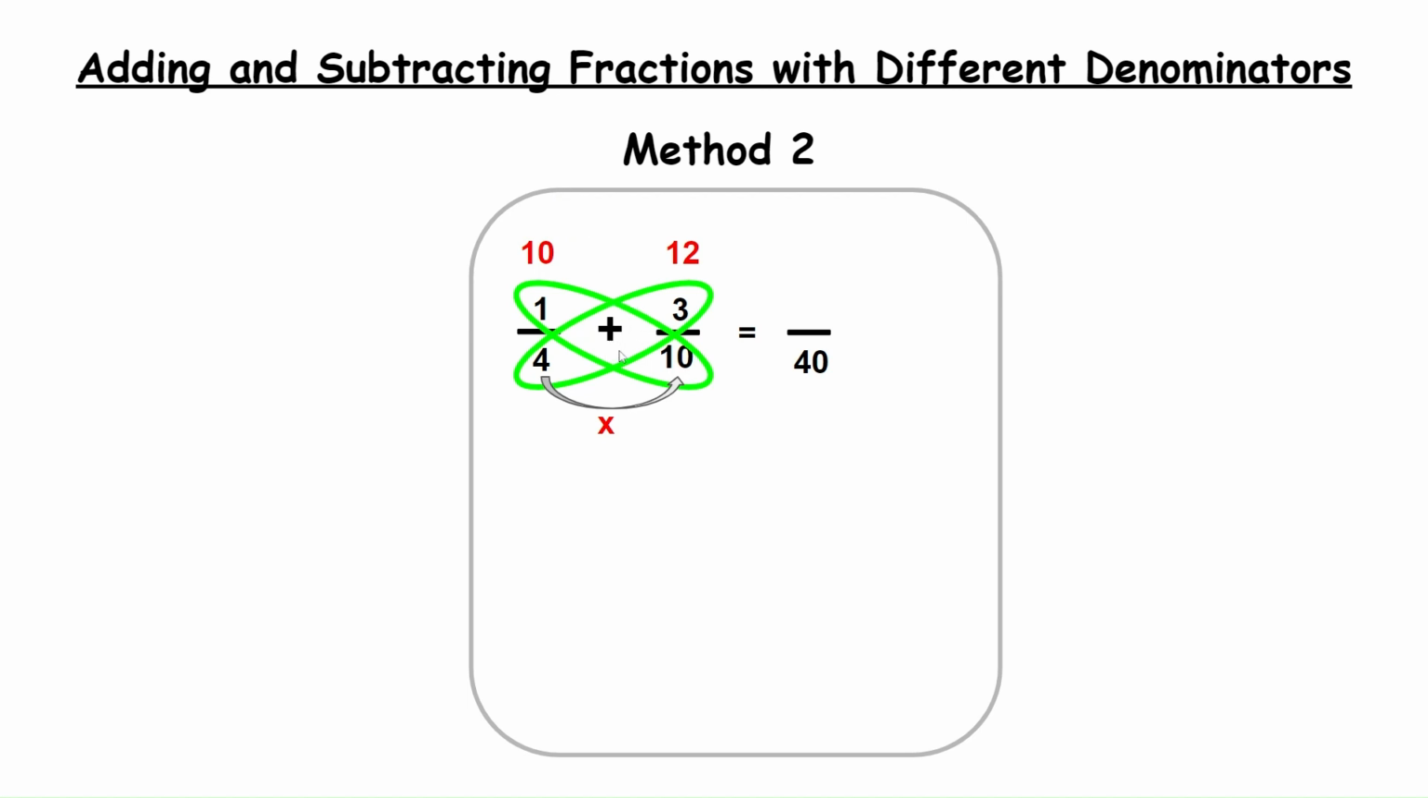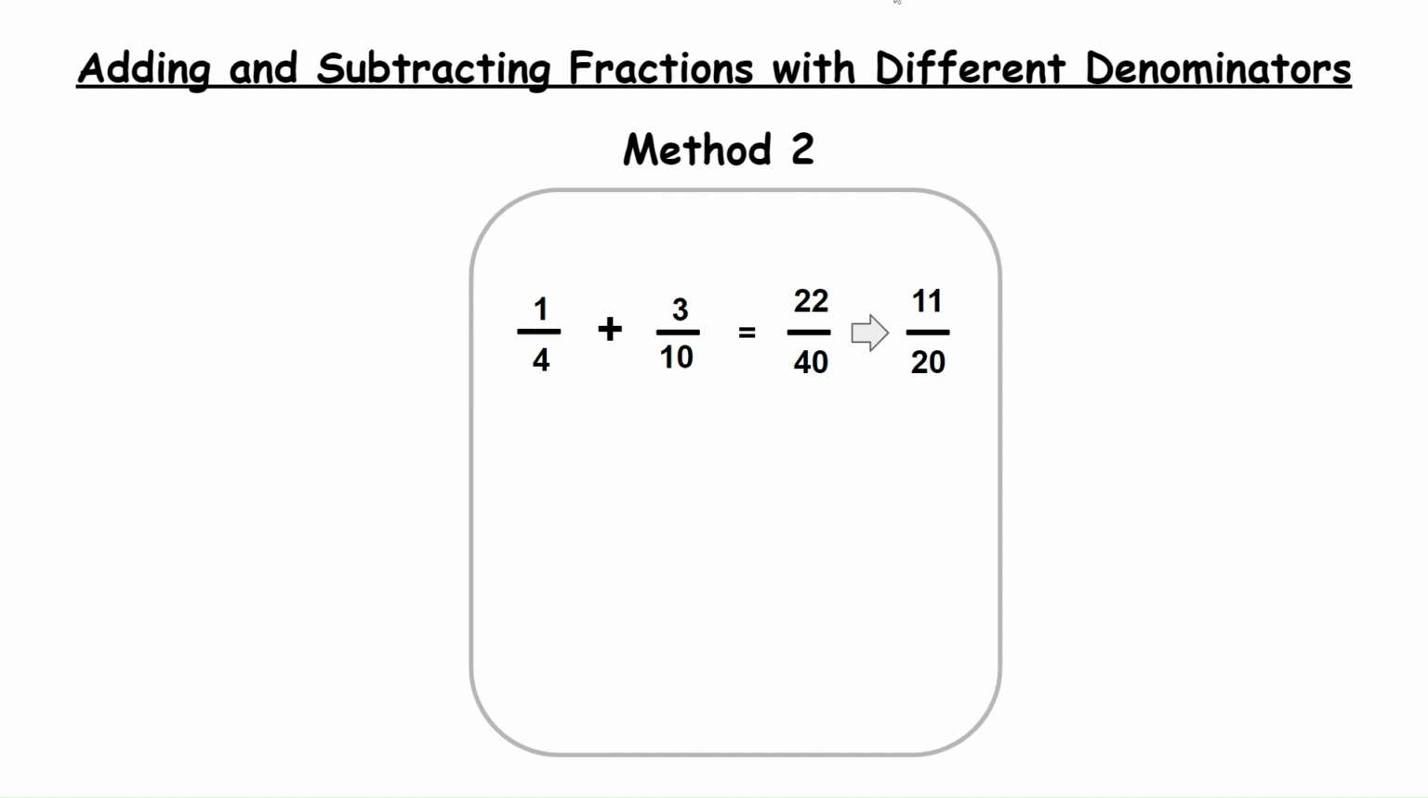Now, the operation happening between both of these fractions is addition. So that means we're going to add the numbers that we just calculated. So 10 plus 12 is 22. So our final answer is 22 over 40. But of course, this fraction can be reduced. So let's do that. Both numerator and denominator can be divided by 2. 22 divided by 2 is 11, and 40 divided by 2 is 20. So 1 over 4 plus 3 over 10 equals 22 over 40, which can be reduced to 11 over 20.